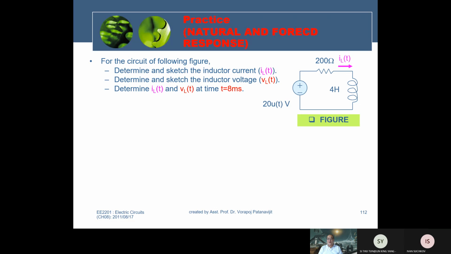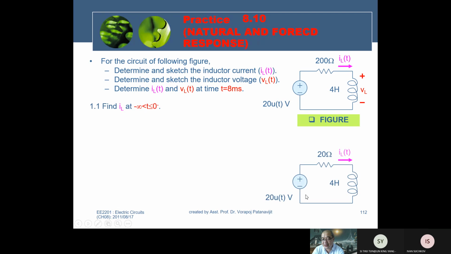For the circuit of the following figure, determine and sketch the inductor current, determine and sketch the inductor voltage, and determine IL and VL at time equal to 8 milliseconds. The circuit is very simple. For time less than 0, the source is not activated yet, which means there is no source here. If there is no source, IL equals 0 too.